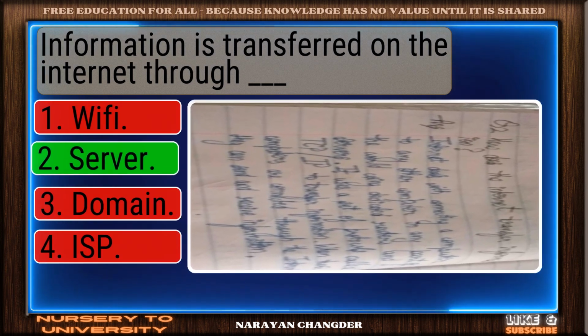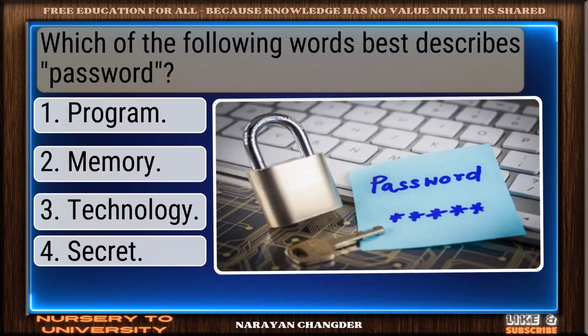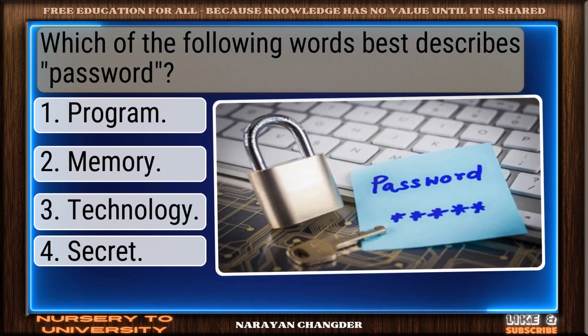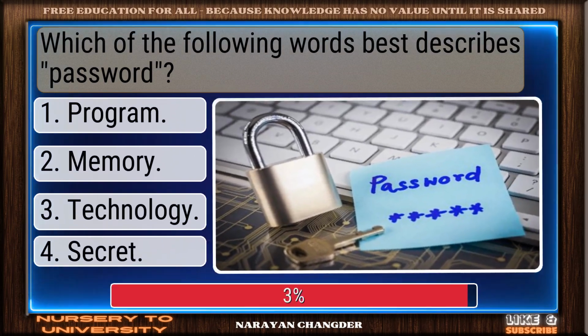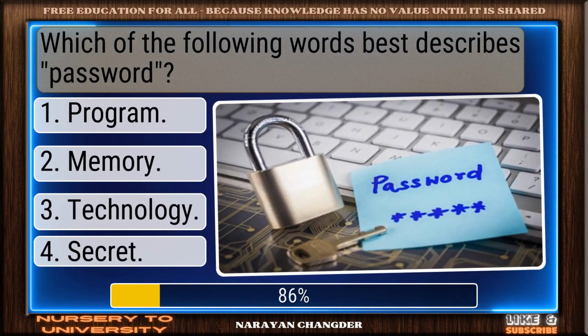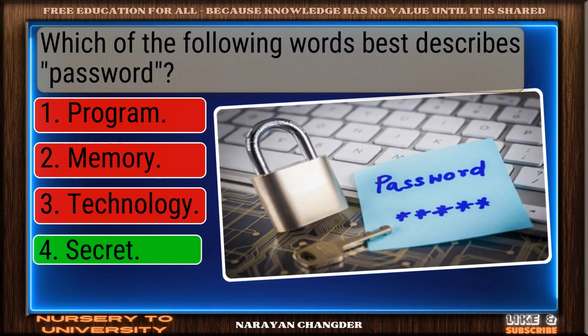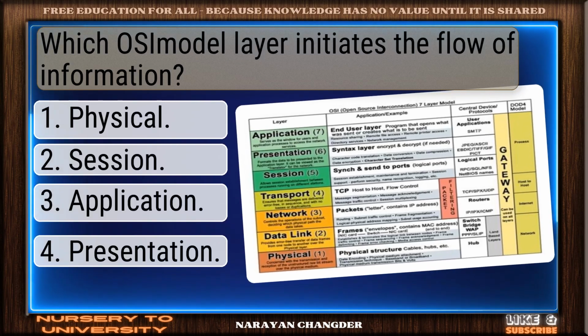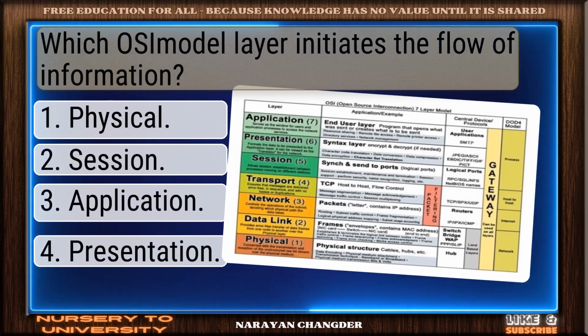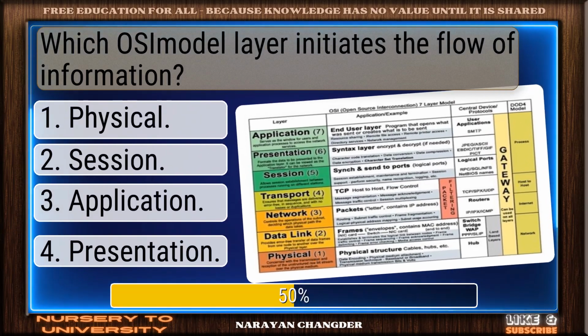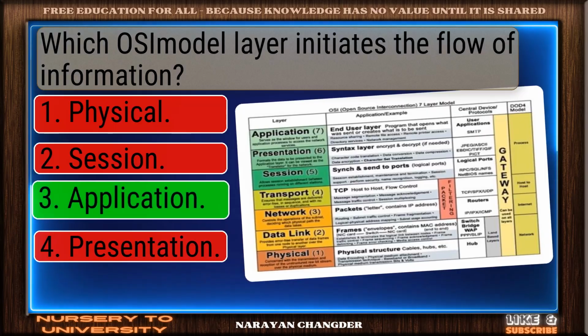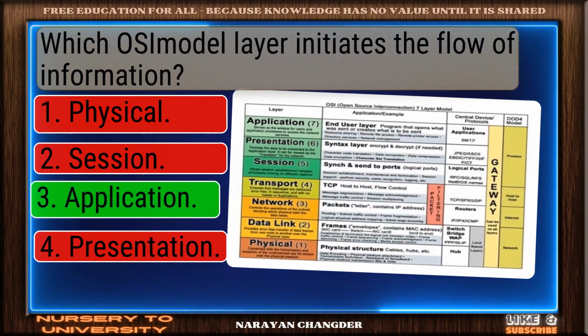Excellent. Server is well-reasoned. Which of the following words best describes password? Exactly. Secret makes sense. Which OSI model layer initiates the flow of information? Smart move. Application is the accurate answer.